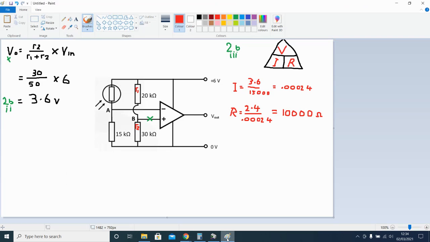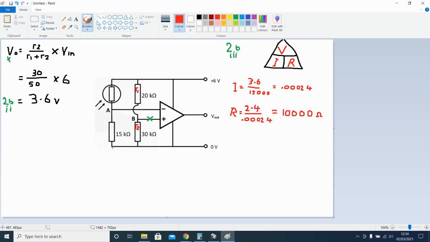Let's see what we can do. I would look at the full potential divider here, and I would start thinking about Ohm's law. I'm looking for R. I can find V, so that means I can find the current at point A. So we have 3.6 volts here at point A, and we also know that it drops across here.